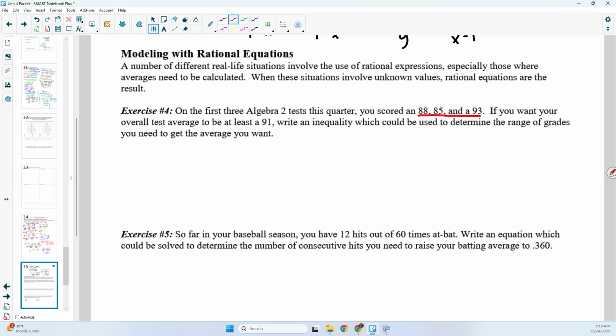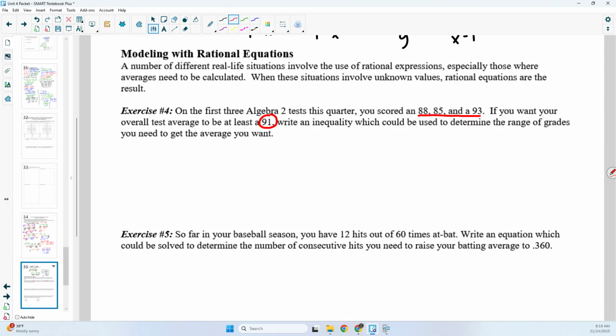85, and a 93. If you want your overall test average to be at least 91, write an inequality which could be used to determine the range of grades you need to get the average you want. So basically, I can quickly tell that if I get 100, right, then my test average would be over 91. But what is the breaking point that we would need?